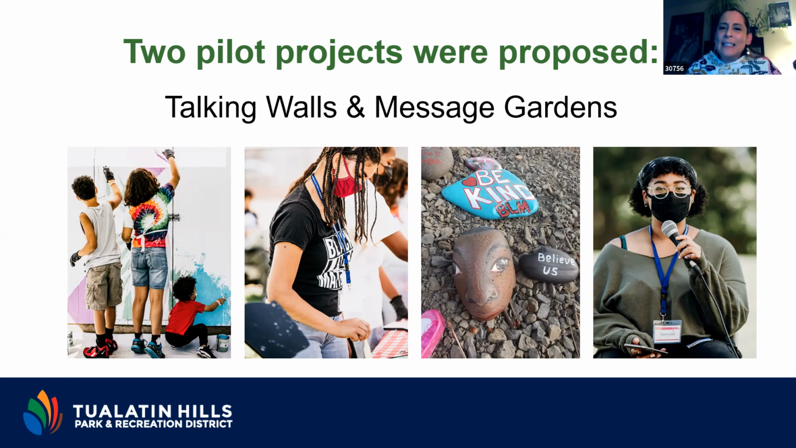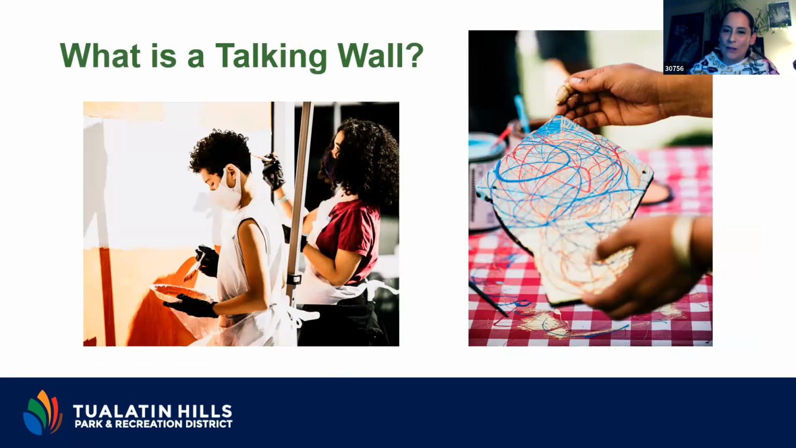So basically, we reached out first of all to students and youth, and we came to the conclusion that we would open up with 2 starting projects: the Talking Walls and the Message Garden. The Message Garden is painted rocks. We have 2 THPRD parks that have message gardens. These rocks provide messages for the community, and those are wonderful. But today I'm going to focus on the Talking Walls.